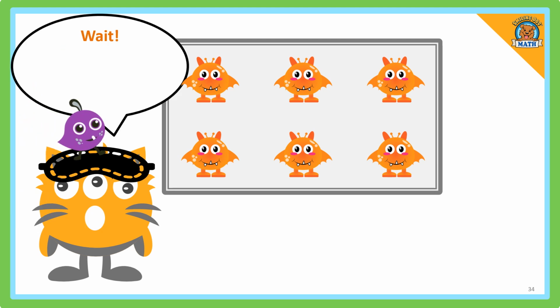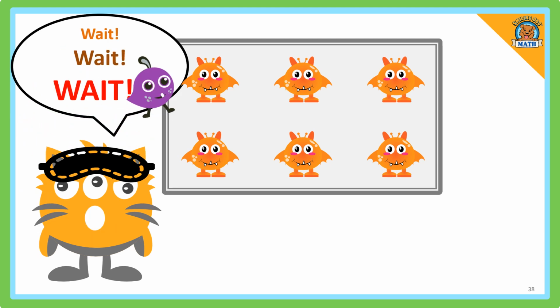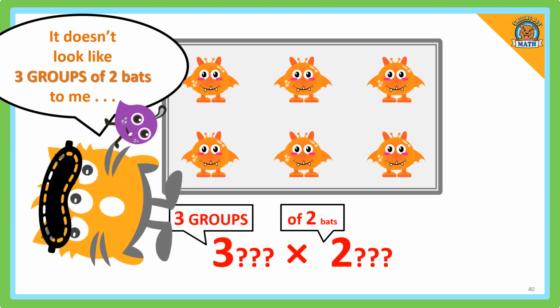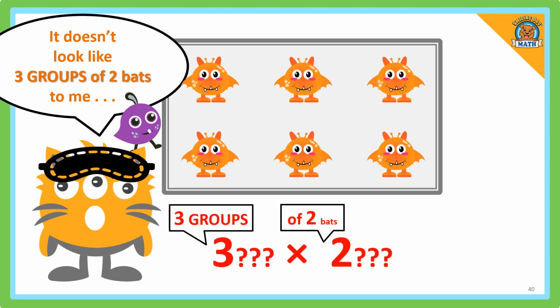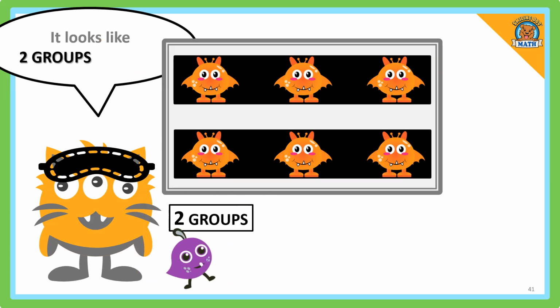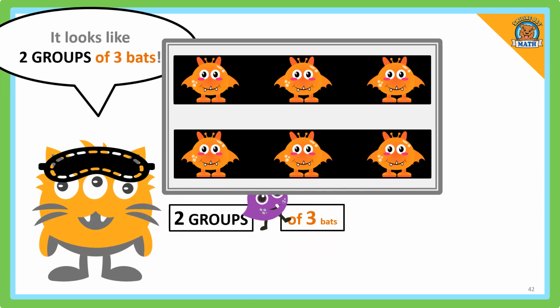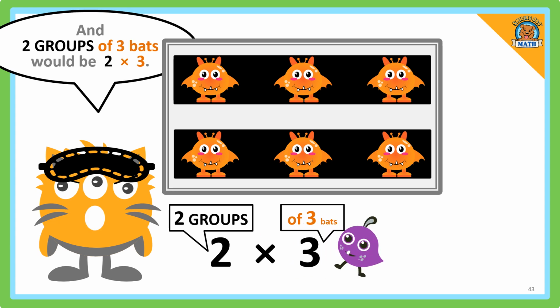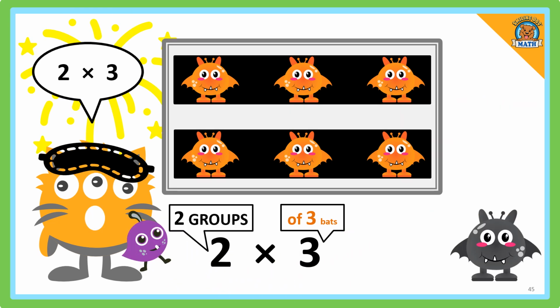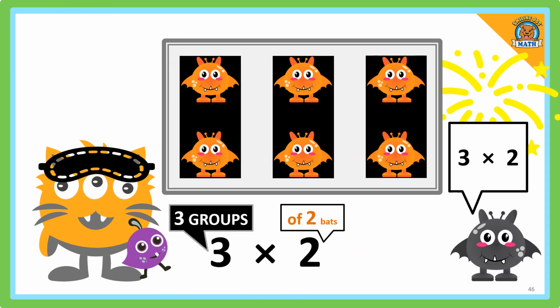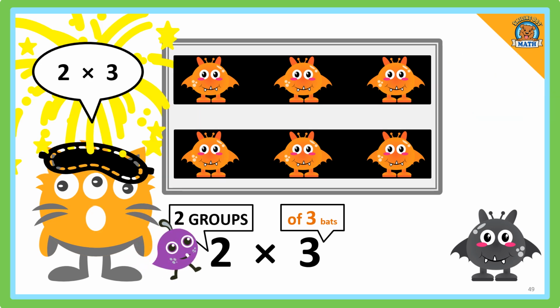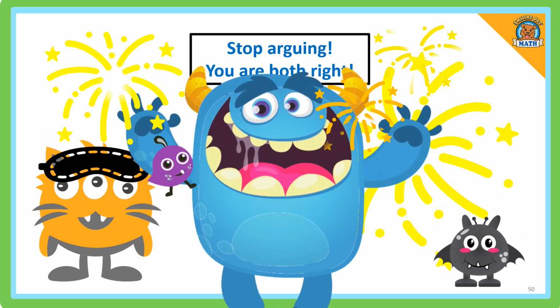Cool! Wait. It doesn't look like 3 groups of 2 bats to me. It looks like 2 groups of 3 bats. And 2 groups of 3 bats would be 2 times 3. 3 times 2, 2 times 3, 3 times 2, 2 times 3. Stop arguing.